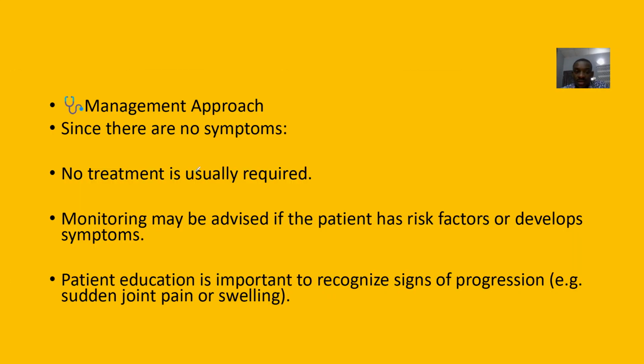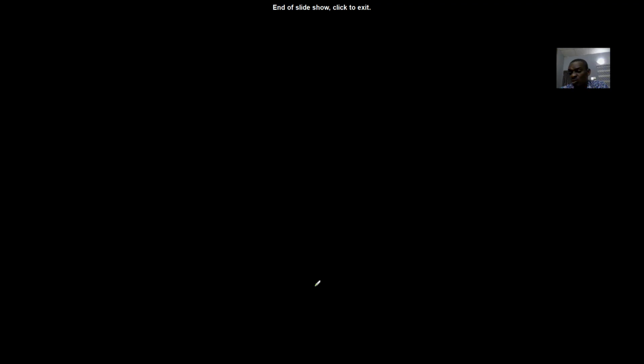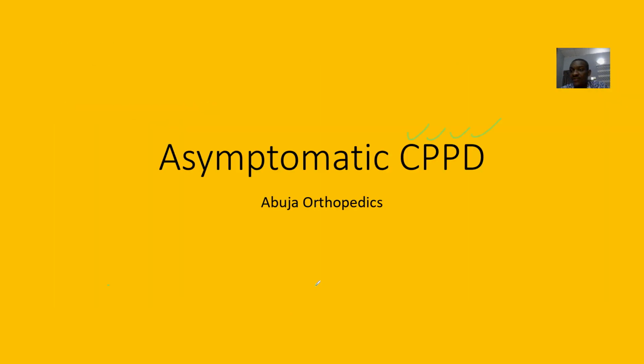Okay, so management approach: no treatment is usually required since it is asymptomatic, but keep monitoring, and basically we have stated the risk factors which you should tell the patient. You understand? If they have any of the risk factors, you try to adjust. Then patient education is very important, because you don't want this disease to progress to having symptoms. Okay, so that's it for asymptomatic CPPD.